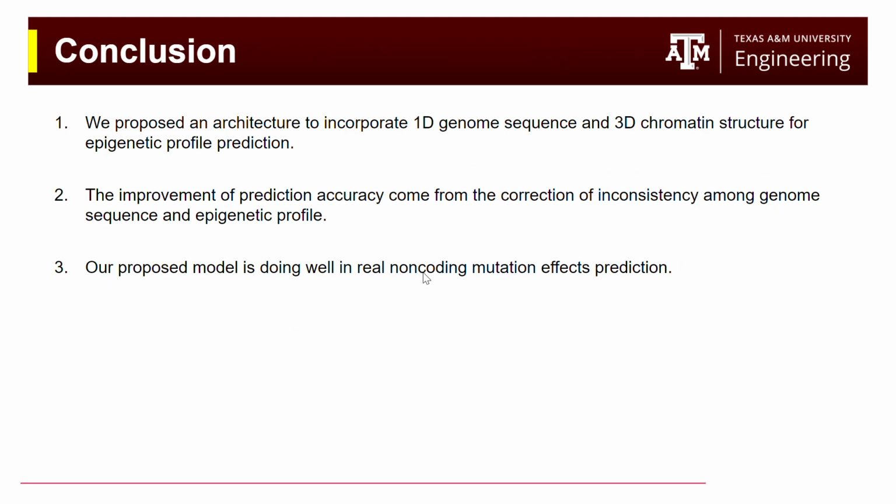At the end, for the conclusion, we proposed an architecture to incorporate 1D genome sequence and 3D chromatin structure for epigenetic profile prediction. And we have shown the improvement of prediction accuracy comes from the correction of inconsistency among genome sequence and epigenetic profile. At the same time, we have shown the proposed model is doing well in real applications and non-coding mutation effect predictions.